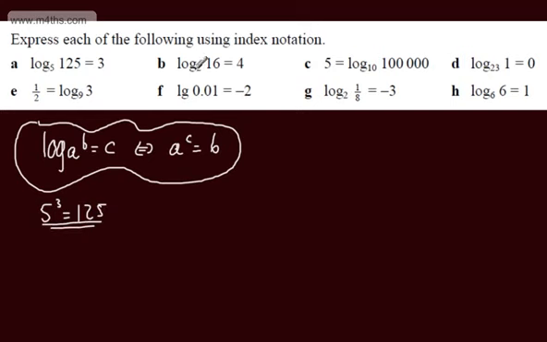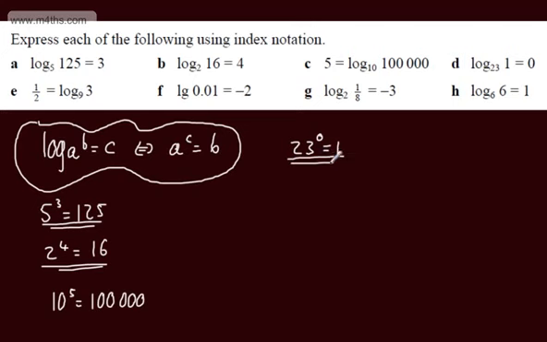If we look at the next one, we know that 2 to the power of 4 is 16, so we can simply write 2 to the power of 4 is 16. The log is the power the base is raised by to get the given quantity. The next one, we could have now 10 to the power of 5 is going to be equal to 100,000. Again, with that one, you might have just seen 5 is equal to log of 100,000. This one right here, we can write now as 23 to the power of 0 is equal to 1.